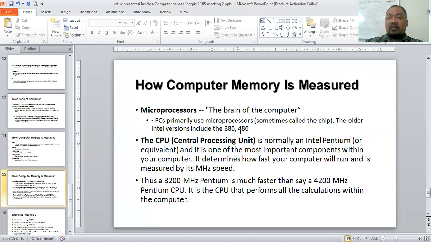386 and also 486. Jadi dulu versi yang jadul itu zaman dulu adalah Intel 386 dan 486.